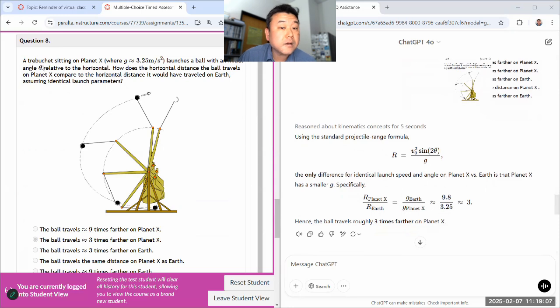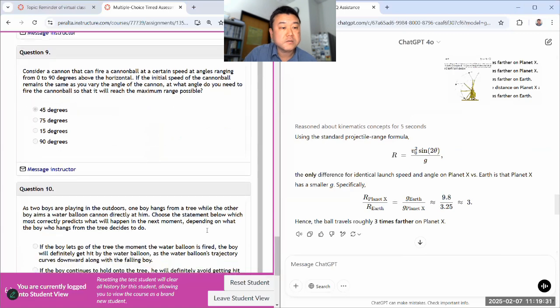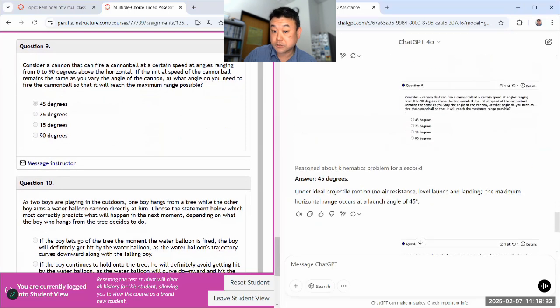So, launching with the initial angle, travels. So you could use the range formula. That's, I think, what ChatGPT is using, and it probably used it, right? So it's inversely proportional to g. That's really the important part. So, yeah, I think that's right. 3 times farther on planet X. So it must have missed one of the last two questions.